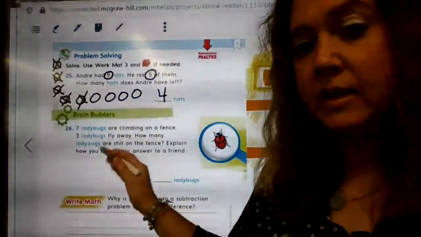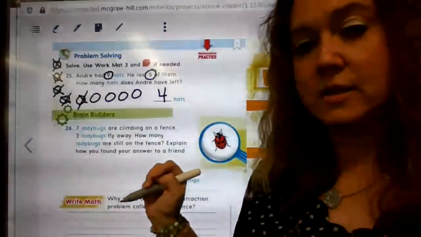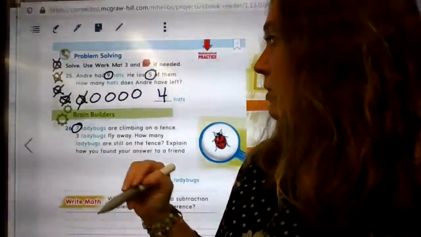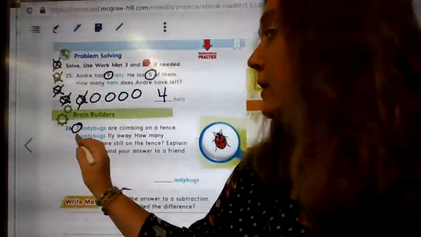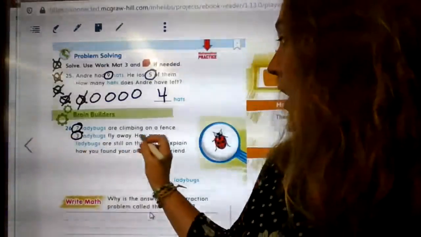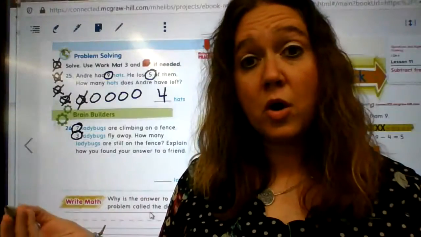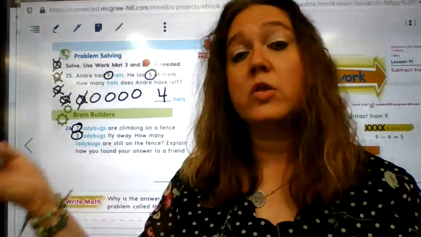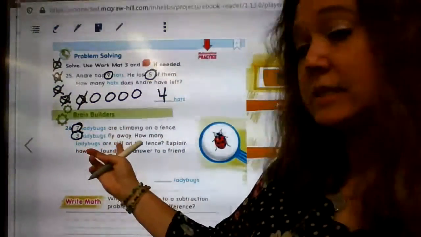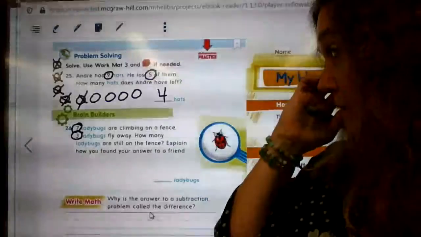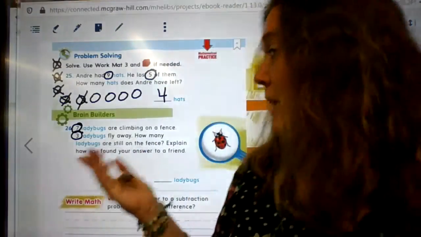Okay. Number 26, 7 ladybugs are climbing on a fence. 3 ladybugs fly away. How many ladybugs are still on the fence? So we know there were 7. 3 flew away. They're asking us how many ladybugs are still on the fence. It says explain how you found your answer to a friend. You could explain at home if you wanted to.